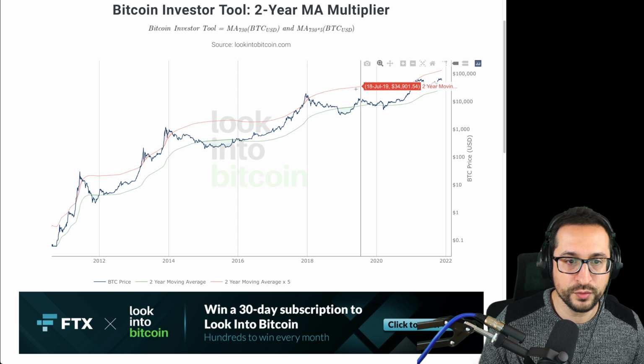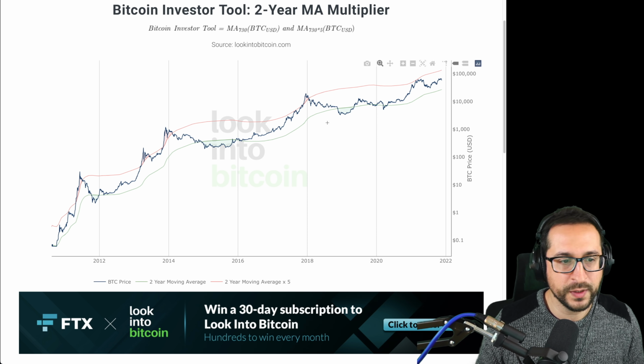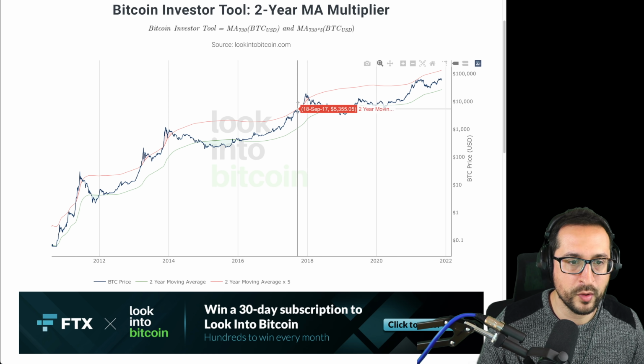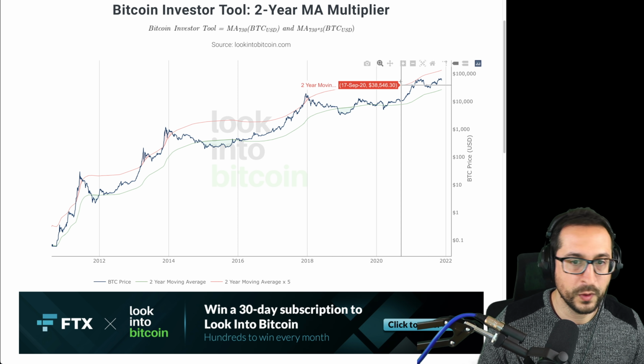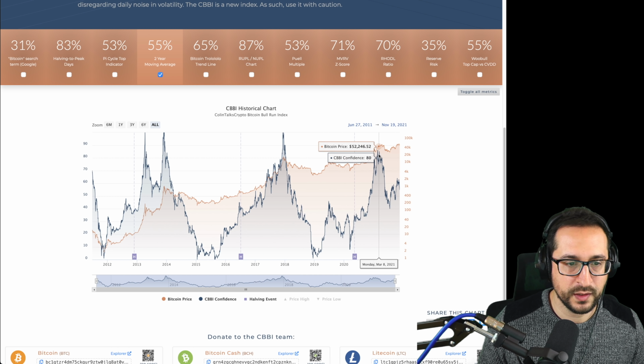So you have the two long-time MAs in the same chart, and they call it the investor tool because if you are below the green one, it's a great opportunity to buy. If you're above, it's a great opportunity to sell. Although in the last cycle, we didn't enter that area of selling, just like we see in this chart here.